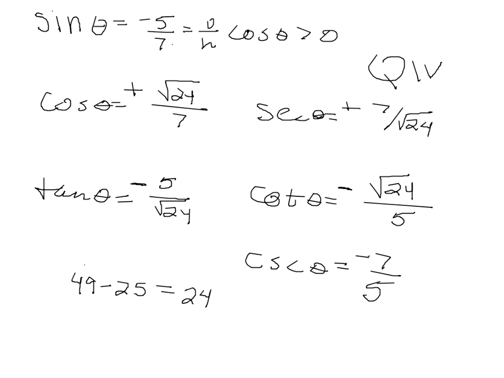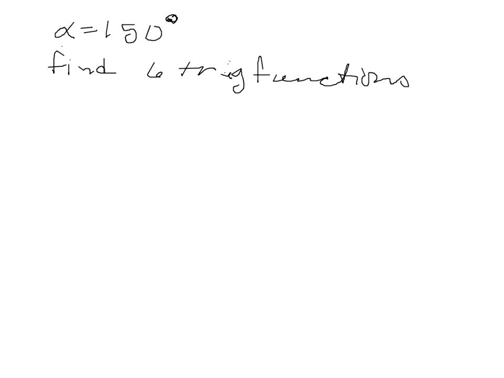Okay, now we're going to talk about finding trig functions of an angle. So if I have alpha equals 150 degrees, I need to find the 6 trig functions for that. So I begin this process by drawing 150 degrees. So it's roughly like that.